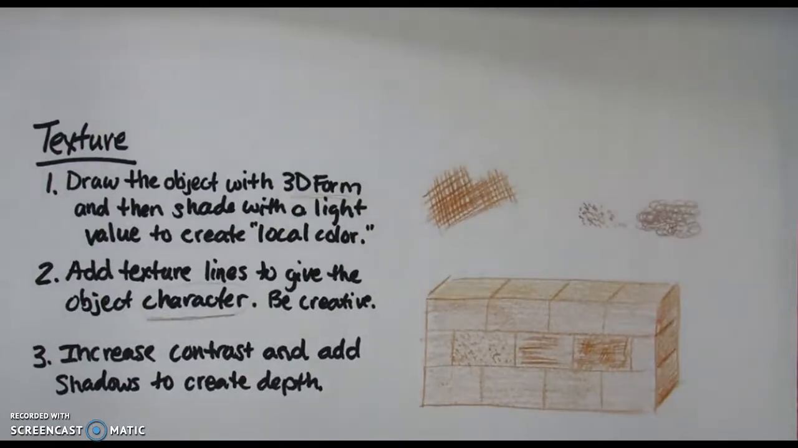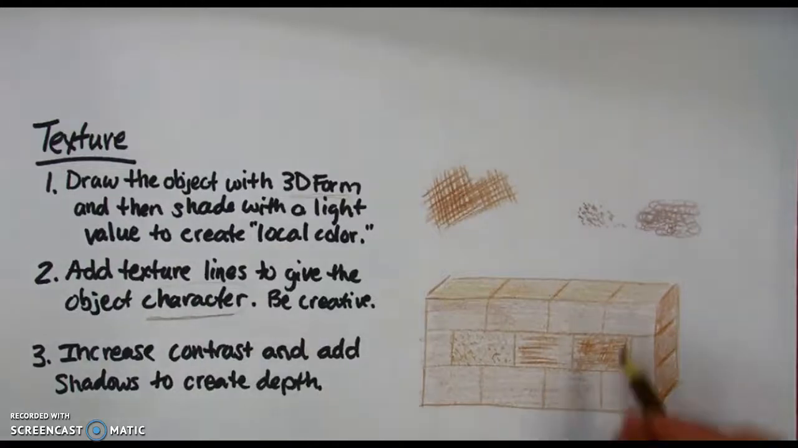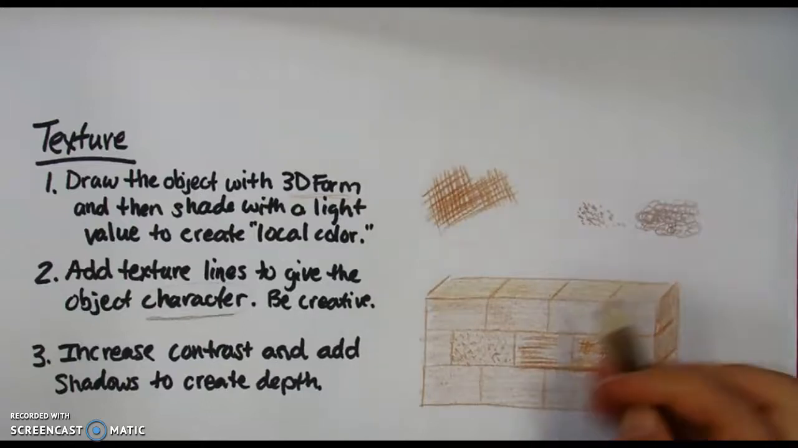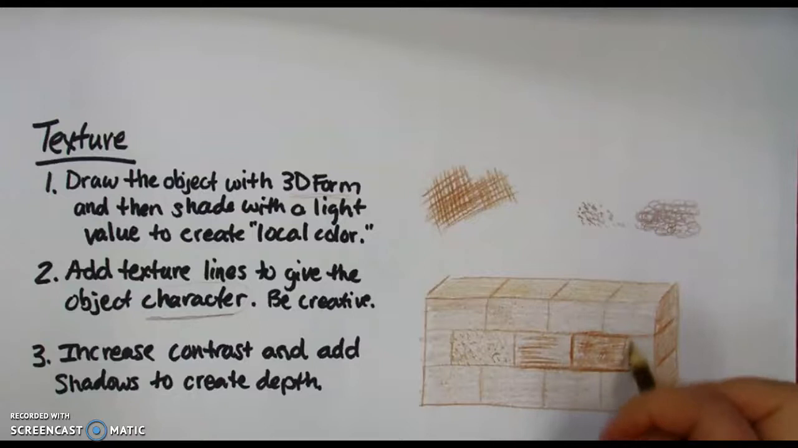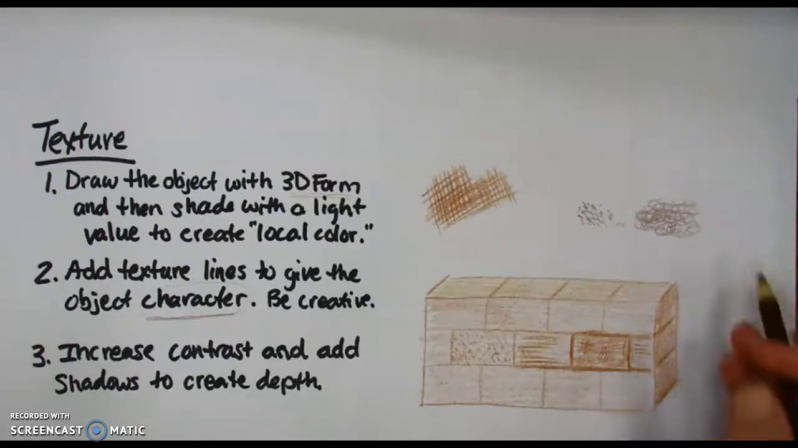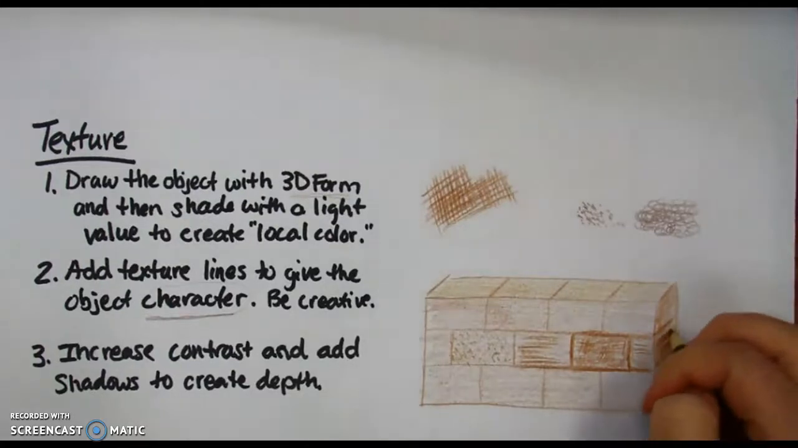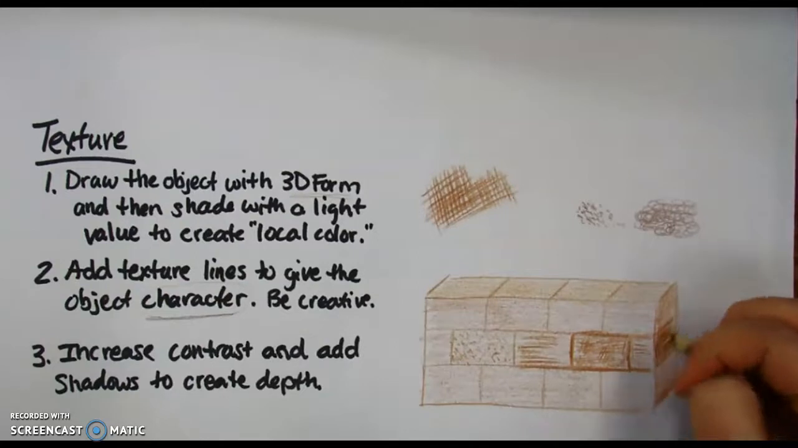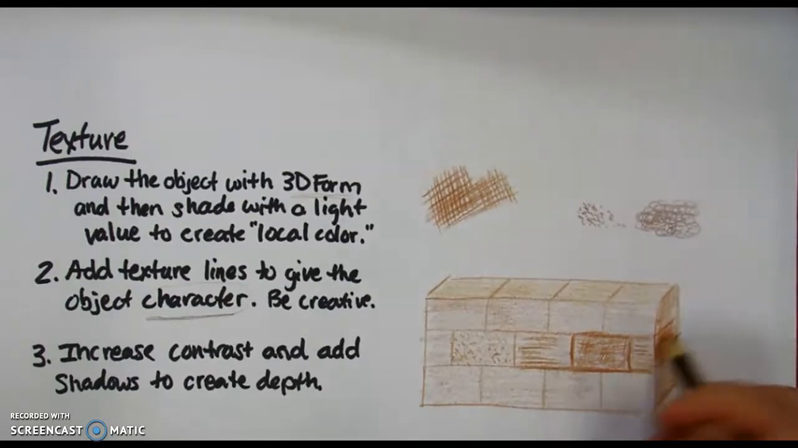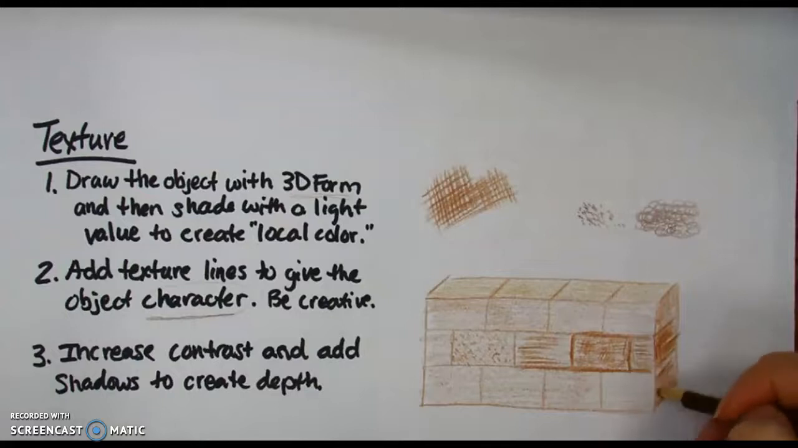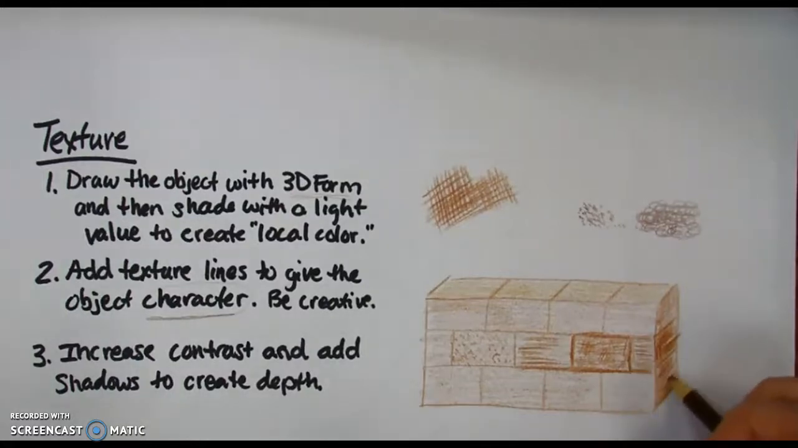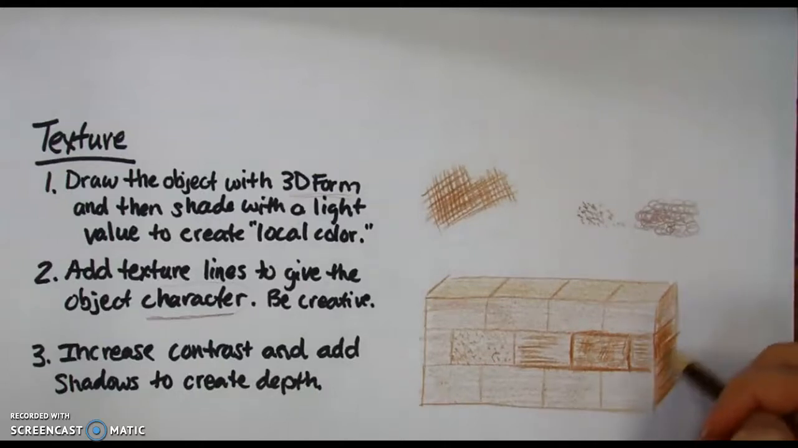And the third thing on my list is to increase contrast and add shadows to create depth. Well, we put a little bit of a shadow here already. But how do you add contrast to create depth? Well, I'm going to go back and do a little bit more shading around here. When I add my texture this direction, I'm going to want to keep in mind that my brick is moving in a different direction here. So it's not moving, but the texture of it is going to be moving in a different direction.